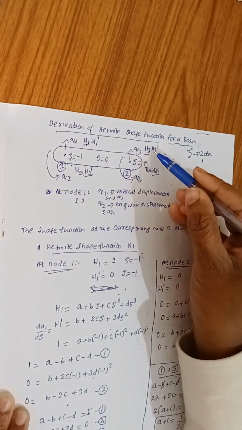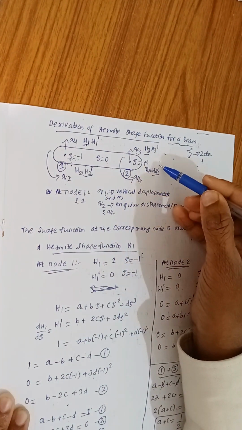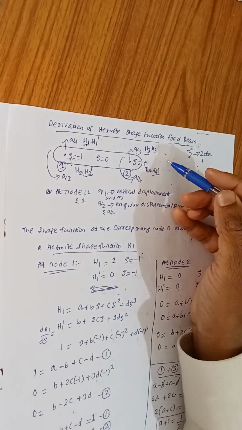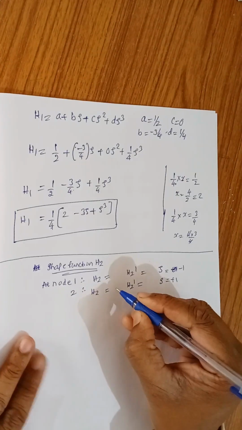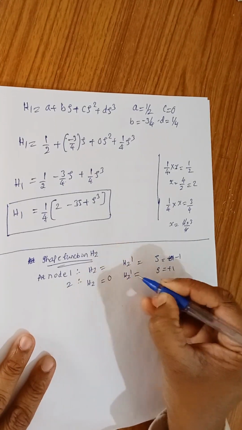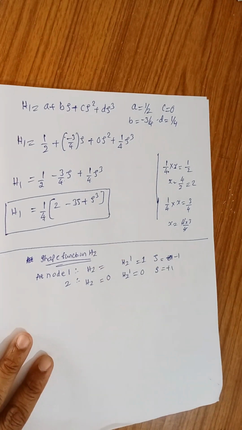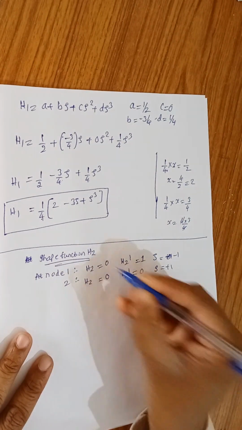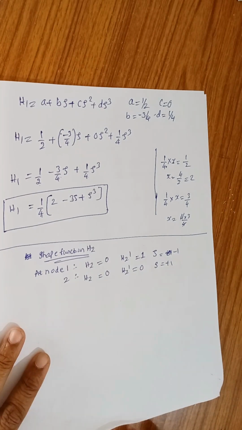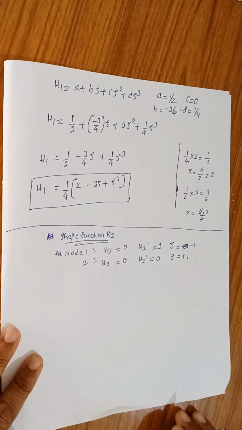And at node 2, you can see directly there is no h2 and h2 dash at all. So directly that is going to be 0 at node 2. The values of h2 and h2 dash are going to be 0 directly, while the value of h2 dash is going to be 1 for shape function h2. Now h2 dash is nothing but dou h2 by dou zeta.